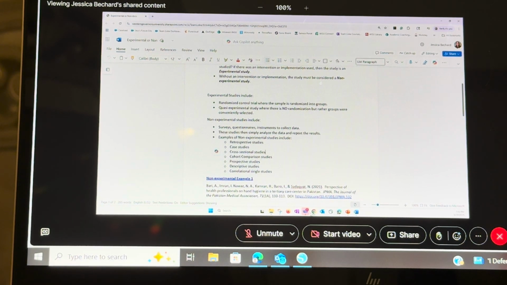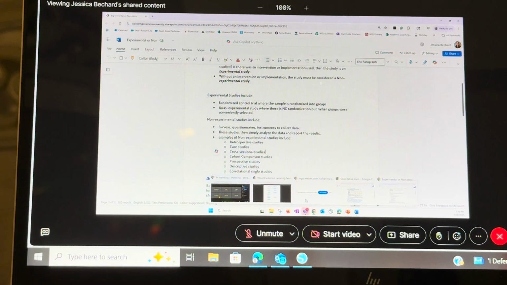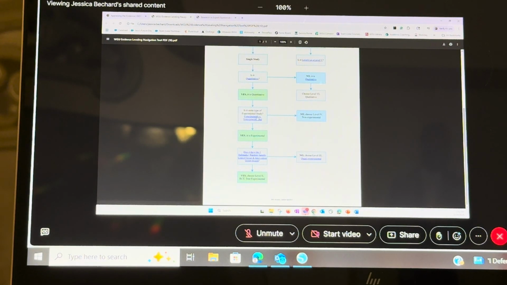So we go back to our tool here, and if we say, is it some type of experimental study? We're going to say no, right? Then we're going to choose level 4 non-experimental, where level 4 is our strength and non-experimental is our hierarchy.